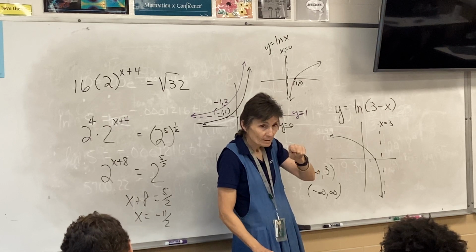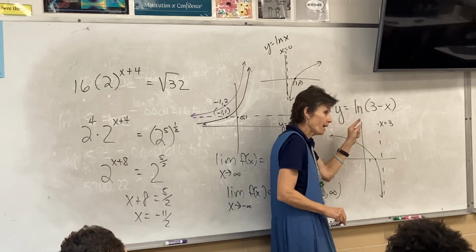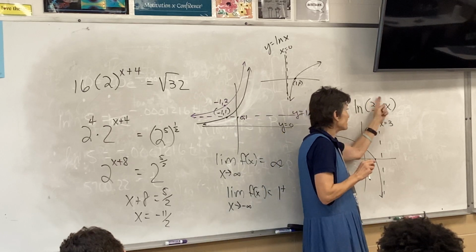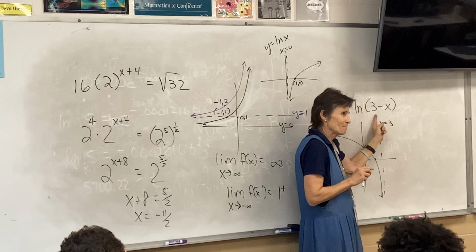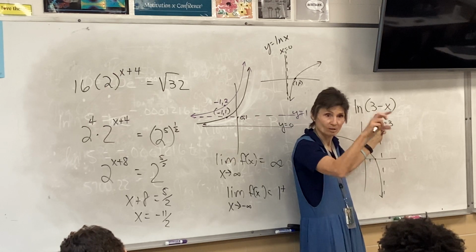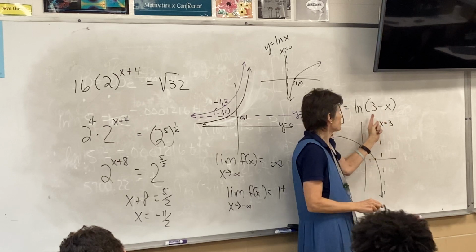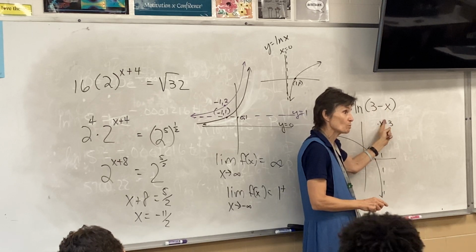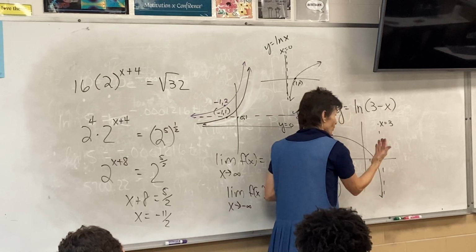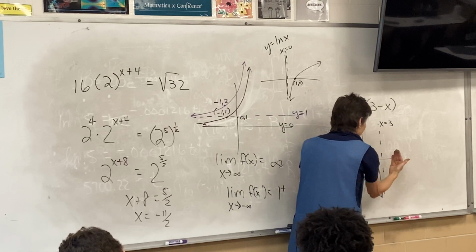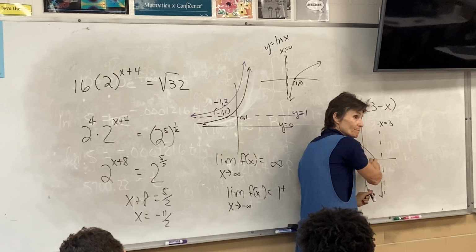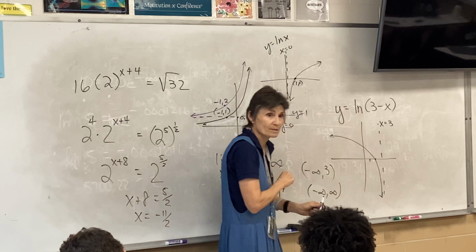Right? So in order to find the 0, the x-intercept, I need this to be 1, because the only way to get 0 out of a logarithm is to take the log of 1. So to make this be 1, x would have to be 2. Now, it also works if you think about reflecting across this line, you become 1 unit this way. And so you can use that logic also.